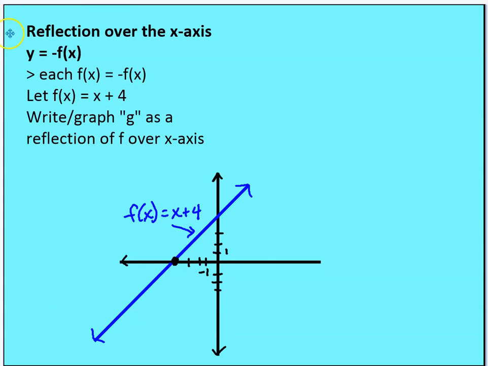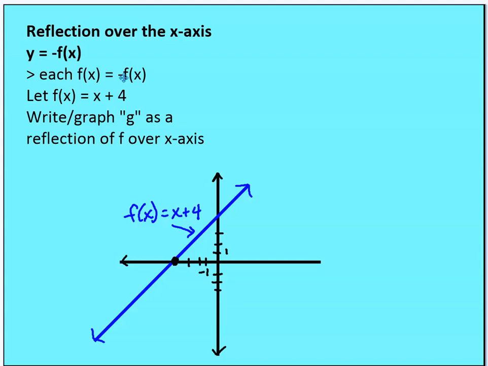All right, so I'm going to say that a reflection of f of x is going to be y is equal to negative f of x. So that negative sign, and the placement of the negative sign is important. Y is equal to negative f of x. So each f of x becomes negative f of x.